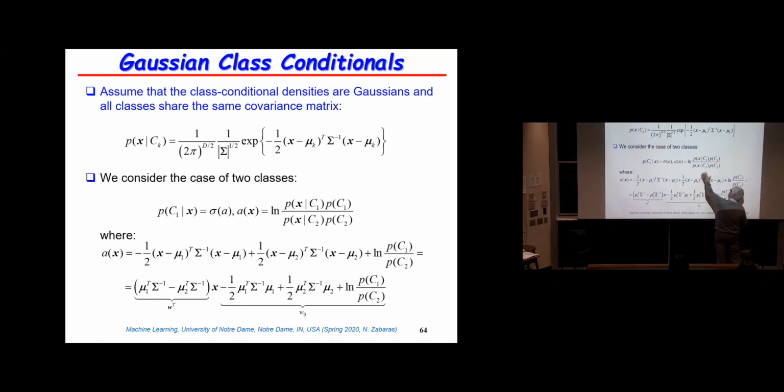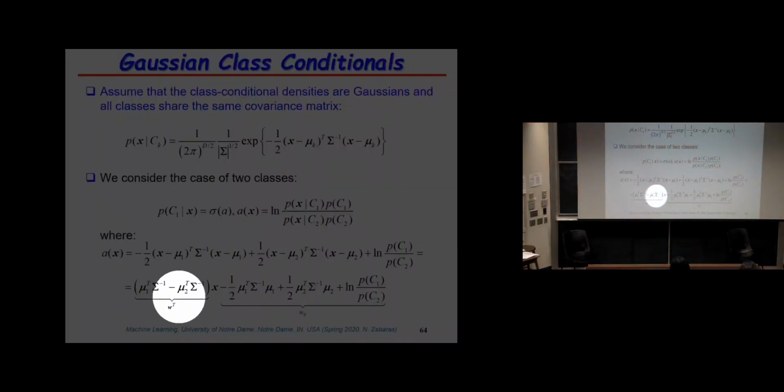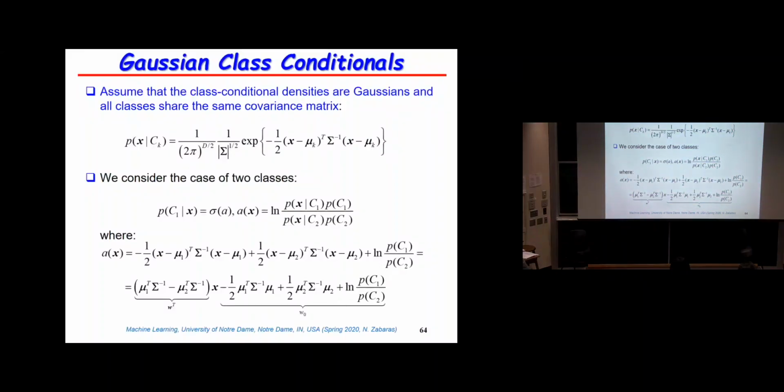So yada, yada, yada, you plug in the logs of the Gaussian, etc., you continue. The squares, the x transpose sigma inverse x, cancel, and what you get is that alpha of x is this times x plus a constant, which is exactly what we had for the logistic regression model. Okay, so somehow by canceling the quadratic terms, we get a separating hyperplane that's linear, right? W transpose x plus W0. And what is interesting actually is that these prior probabilities of each class only affect W0.